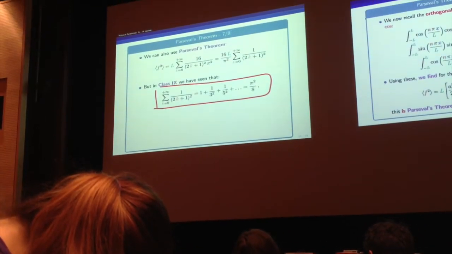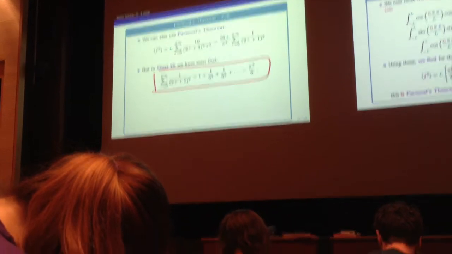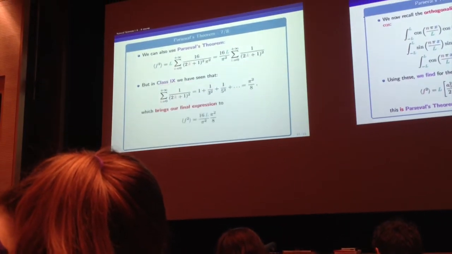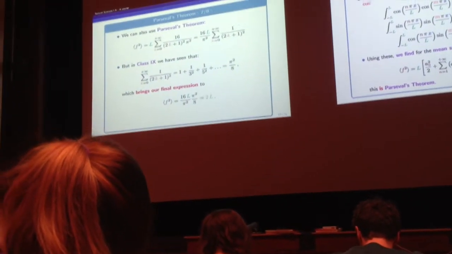Okay? If you now take this pi squared over 8 and put it upstairs, you just get 12.